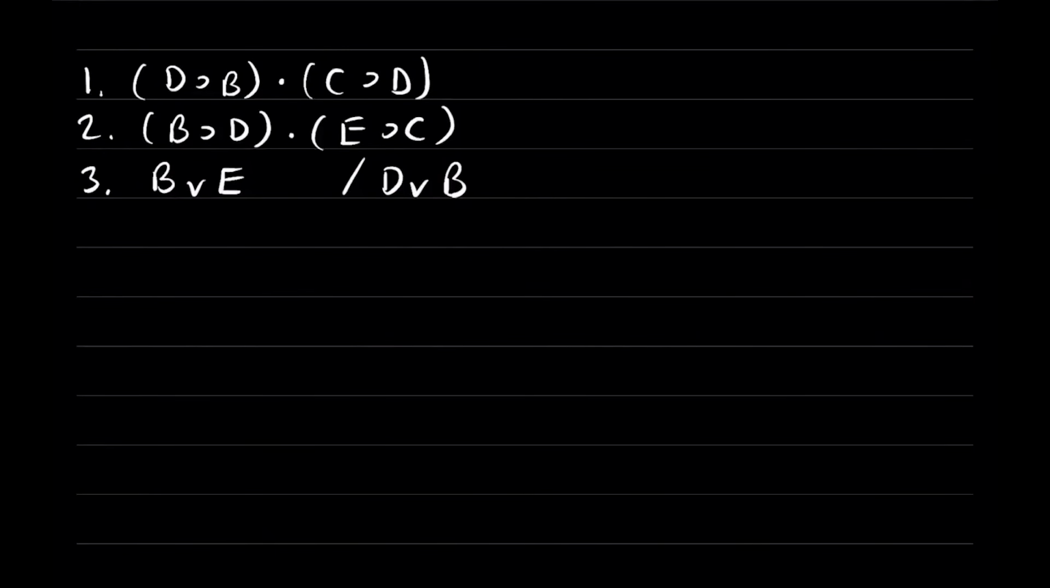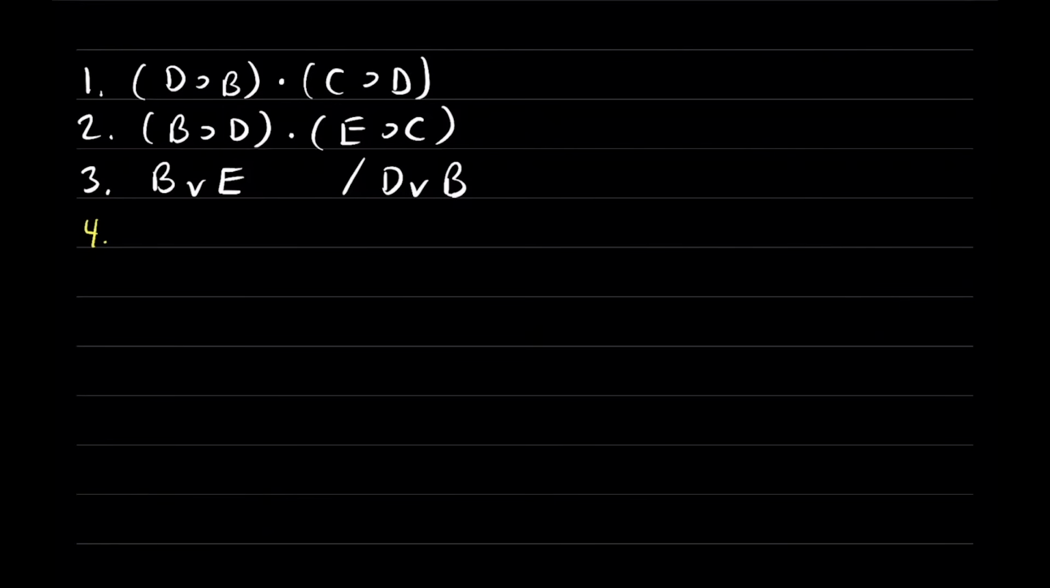Okay, a couple more examples. Here we have 3 premises. D implies B and C implies D on line 1. Line 2 tells us that B implies D and E implies C. Line 3 says either B or E, and we're trying to show that D or B follows from that. So let's add a new line, line 4.